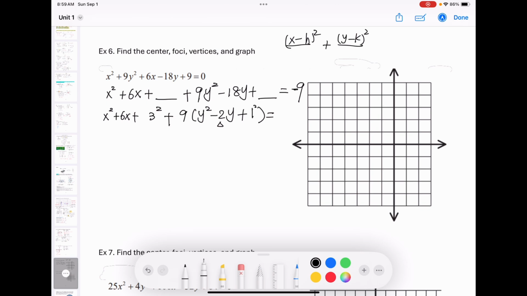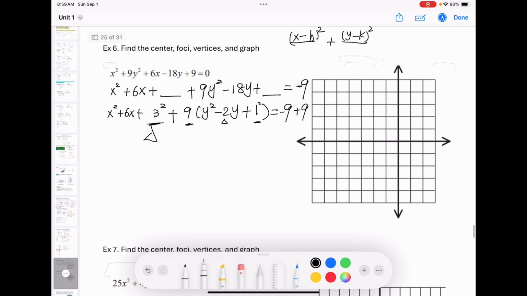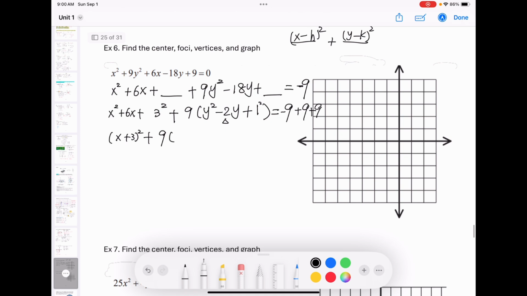And on the other side we have negative 9. But this equation is not equal, because we added this on the left-hand side. We also added the 9 times 1 on the left-hand side. That means on the other side I need to add the same amount. So let's add the 9 from the 3 squared and then add another 9 from 9 times 1. It is 9 plus 2 nines. Okay. Let's rewrite our equation. The first 3 terms make a perfect square, x plus 3 squared. And then the rest of the part is 9 times y minus 1 squared, equal to 9.